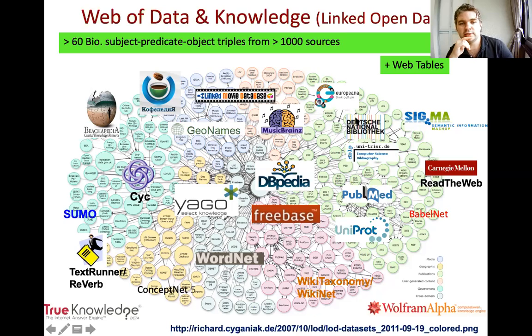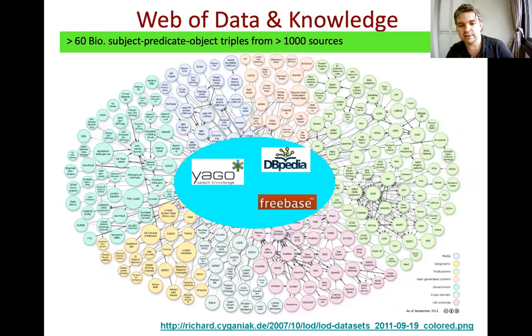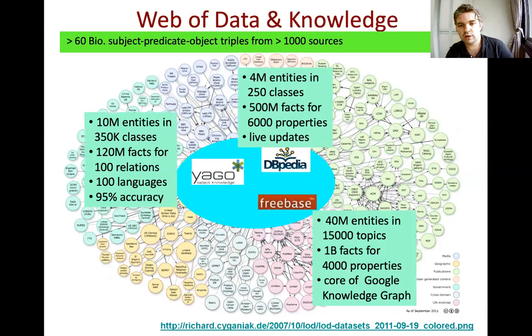So it has more than 60 billion subject, predicate, object triplets inside from more than 1,000 sources, right? So it's a very structured database that can be used by you as well. Then DBpedia and Freebase are inside. DBpedia has more than 4 million entities and more than 500 million facts and live updates. In Freebase, we have 40 million entities, 1 billion facts, and it is the core of the Google Knowledge Graph, right? So basically, Freebase is what Google also uses nowadays.